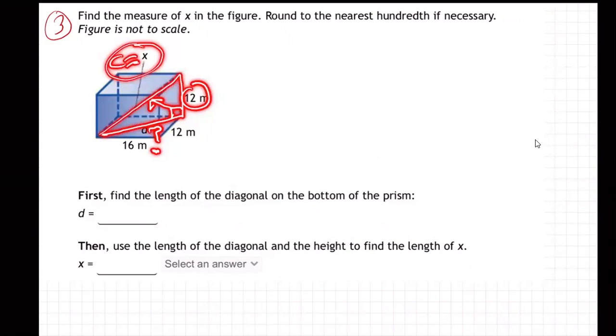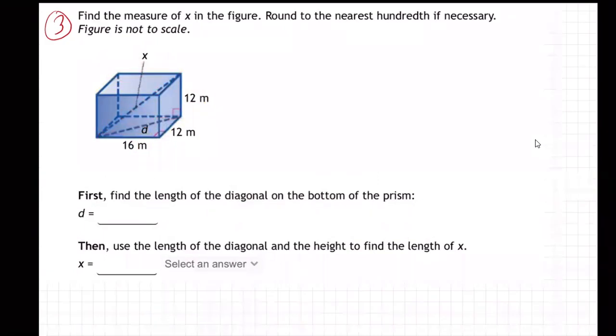First, I have to find this D, the diagonal on the bottom of the box. So that's where you start. You've got to first find this right here, which is the diagonal on the bottom of the box. And you can do that using this right triangle that's on the bottom of the box. Once you work with that right triangle and find D, the diagonal on the bottom of the box, then you can shift and do a second triangle, which will have the x in it, and we can find x. So it's going to be a two-phase problem.